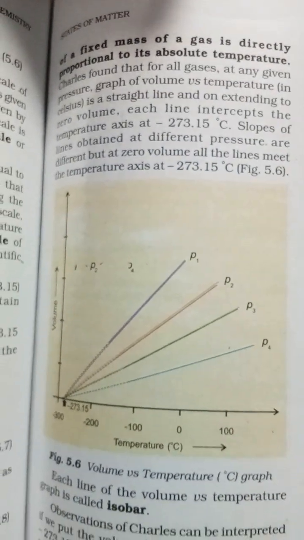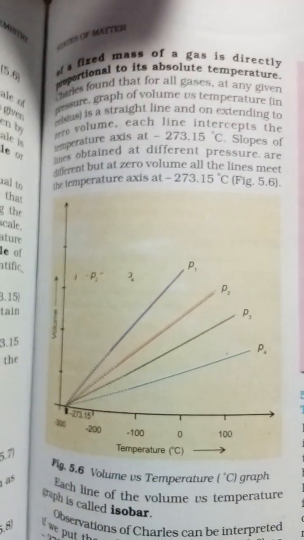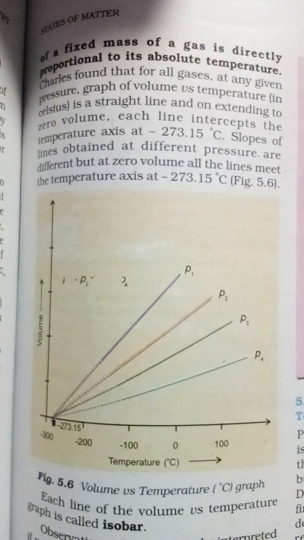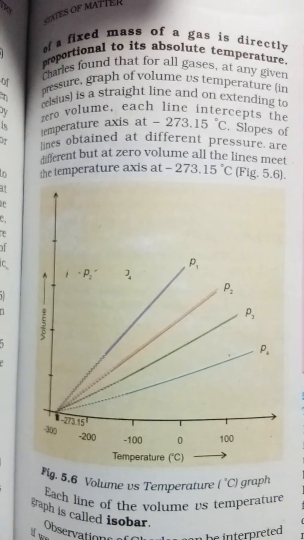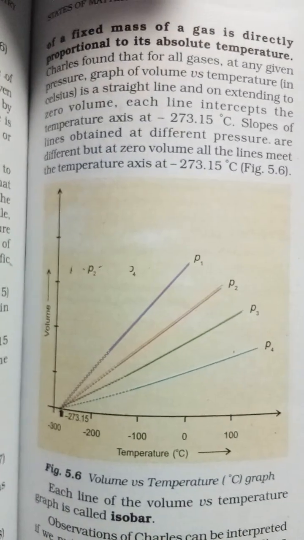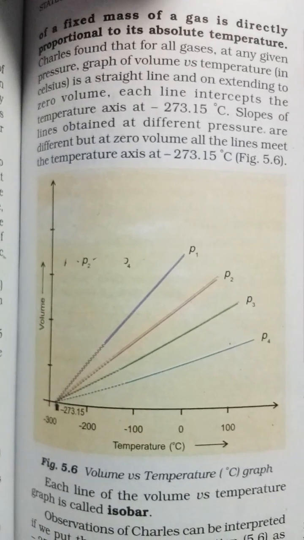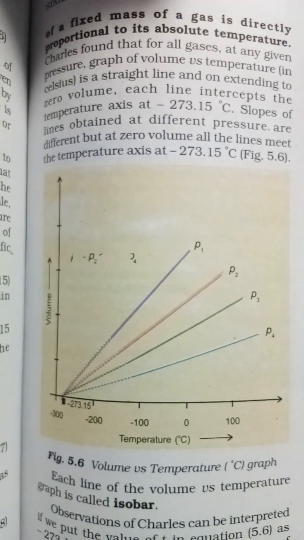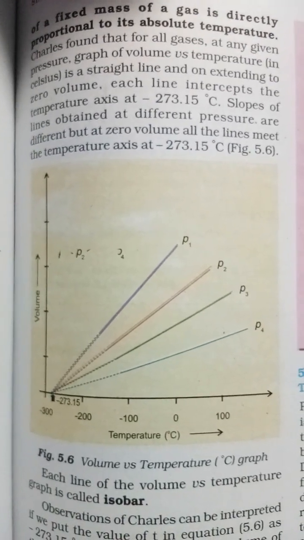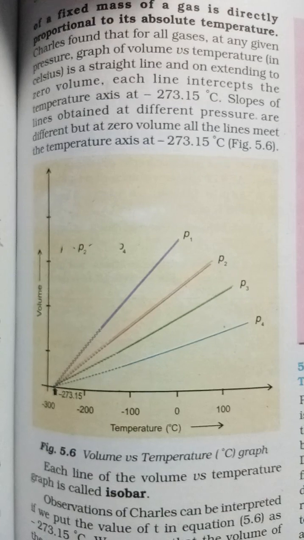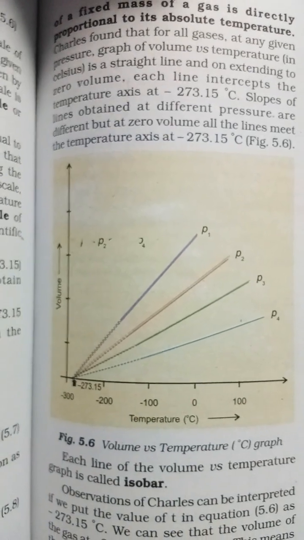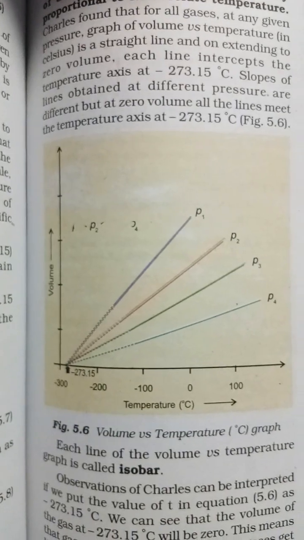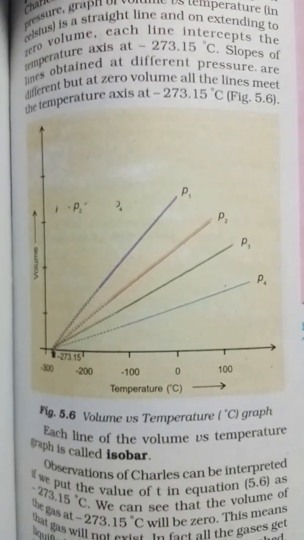When we study the behavior of gases, Charles' law will be needed. Charles found that for all gases at any given pressure, the graph of volume against temperature in Celsius is a straight line, and on extending to zero volume, each line intercepts the temperature axis at minus 273.15 degrees Celsius. Slopes of lines obtained at different pressures are different, but at zero volume all the lines meet the temperature axis at minus 273.15 degrees Celsius.